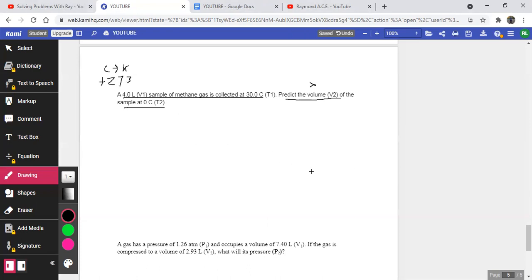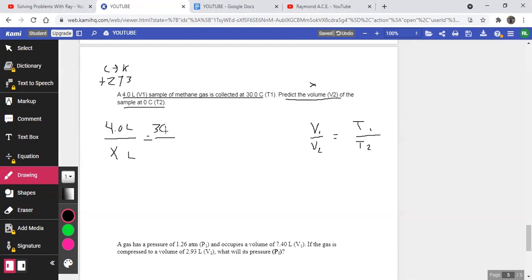So the formula for solving Charles' law will be V1 over V2 equals T1 over T2. So let's fill it in. What's our first volume, our initial starting volume? It is 4.0 liters. And what's the ending volume? We don't know what it is, so it's X liters. That's proportional to temperature 1, which is 30 degrees Celsius.